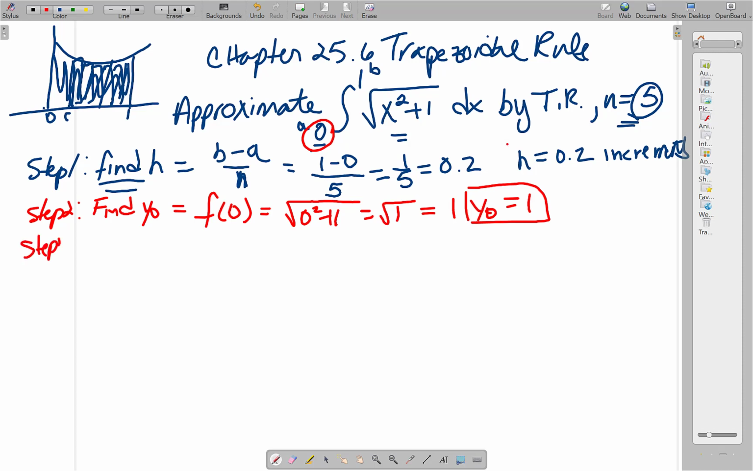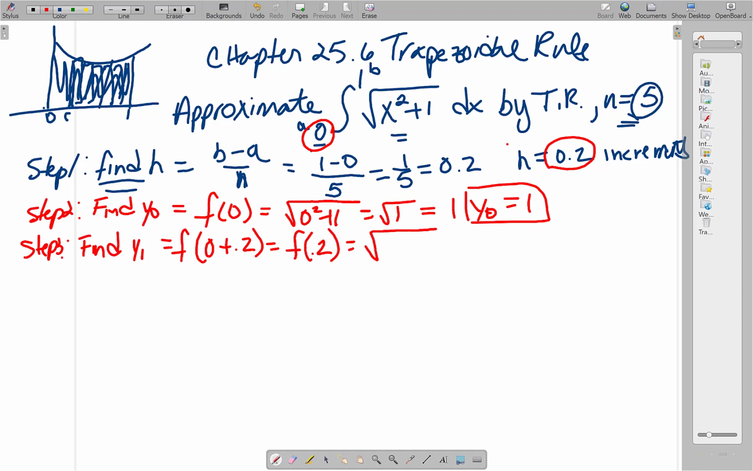Step 3. Let's find y sub 1. What do you mean by y1 and y0? It's just the increments. Understand that we started with 0, and now our next endpoint is going to be in 0.2 increments. So next we'll be finding f of, you take what you used before, 0, and add to it the 0.2 increment, which gives us f of 0.2.